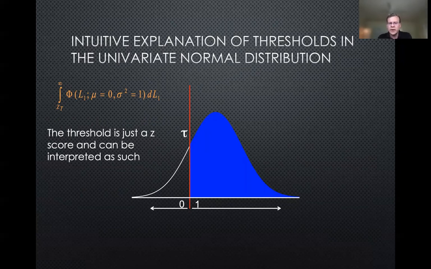In the binary case, this threshold is just a z-score and really can be interpreted as such. If we look at this blue shaded area here, what we see is that we've got the integral, or the area under the curve here, from the threshold to positive infinity, right? And so we've got the integral from z threshold up to infinity, which follows a normal distribution for the likelihood, differentiated with respect to the likelihood.